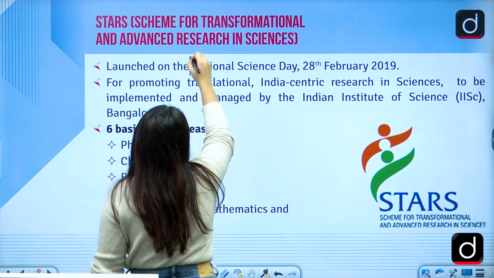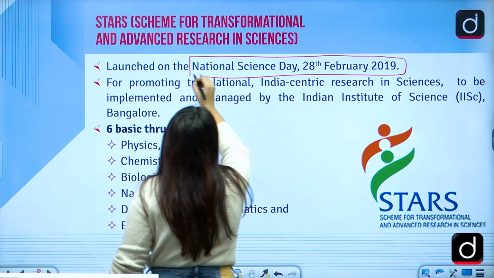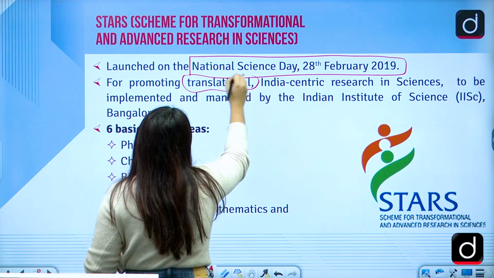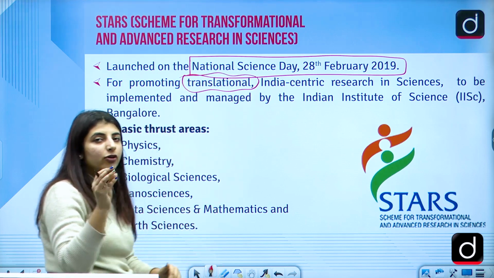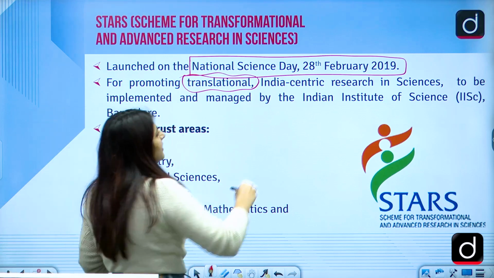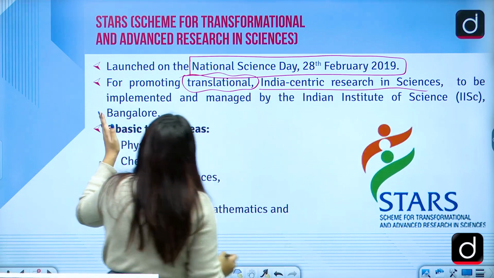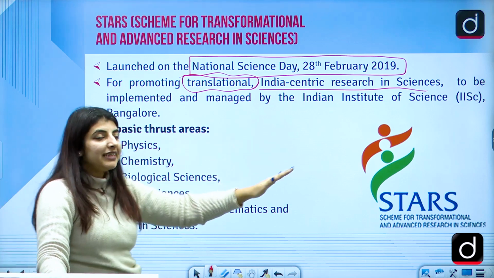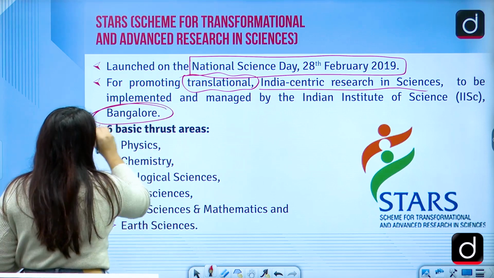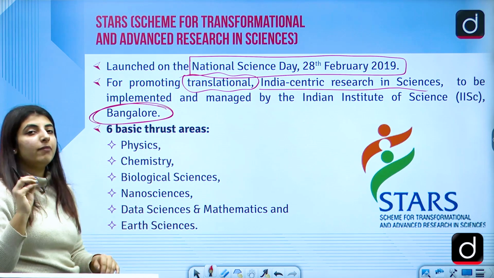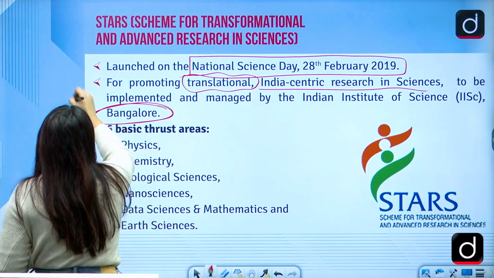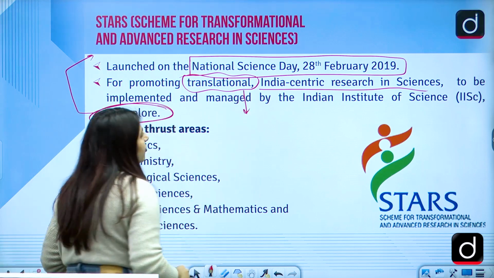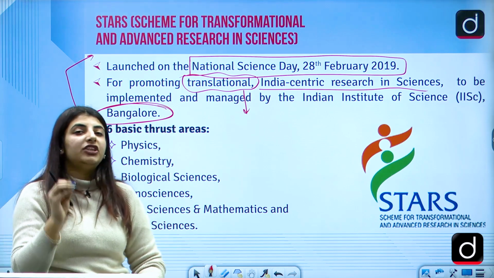Coming to the launching year, 2019, right? For promoting translational, I will tell you what is translational. It is not related to translating something, no. India-centric research in sciences to be implemented and managed by IISc, right? That is the Indian Institute of Science, Bangalore. So this is the main center, IISc, in Bangalore, which will manage and implement this scheme. Correct?